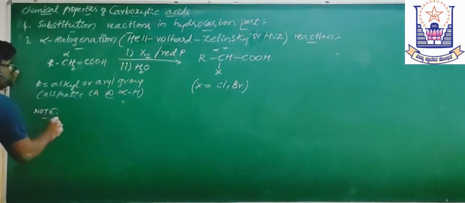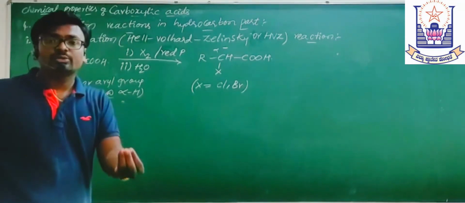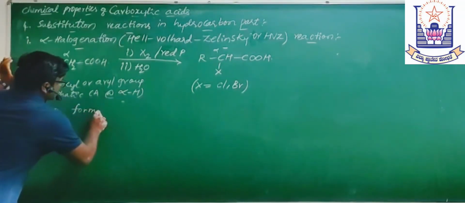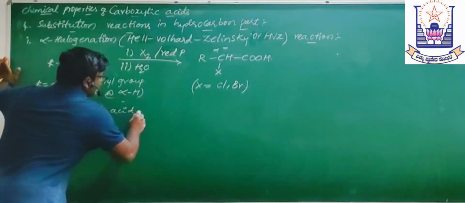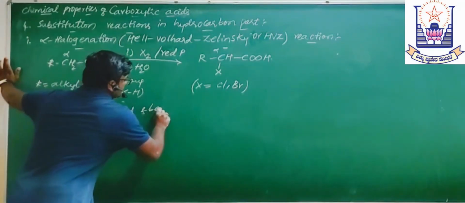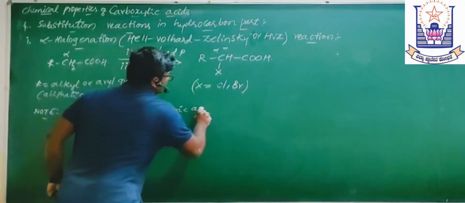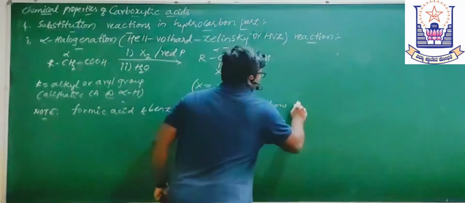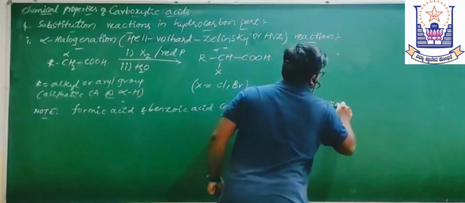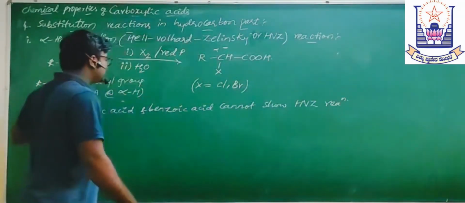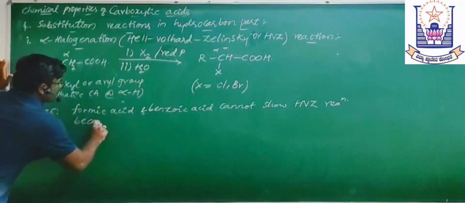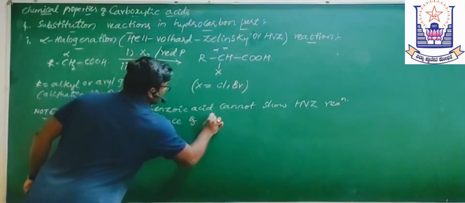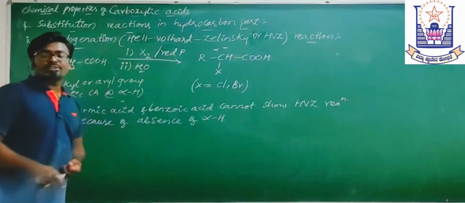Here a very important thing to note: formic acid and benzoic acid cannot show this test. Formic acid and benzoic acid cannot show the HVZ reaction because of the absence of alpha hydrogen.